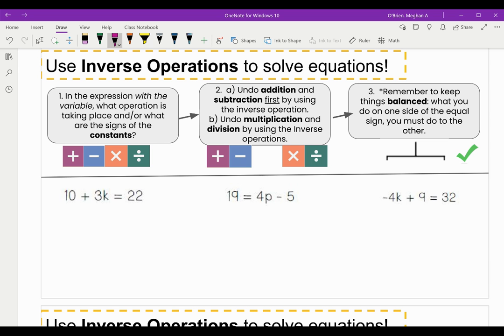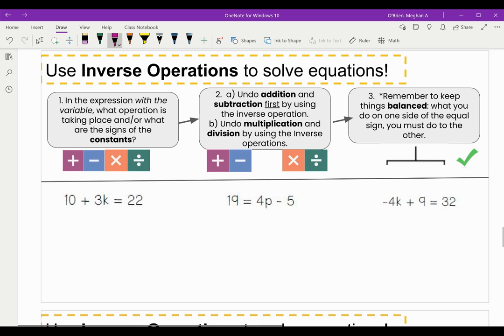It's like the order of operations backwards, because we're working backwards to solve a puzzle, an unknown. And then last, step 3: remember to keep things balanced always. What you do on one side of the equal sign, you must do to the other. I just want to show you what this looks like in action.